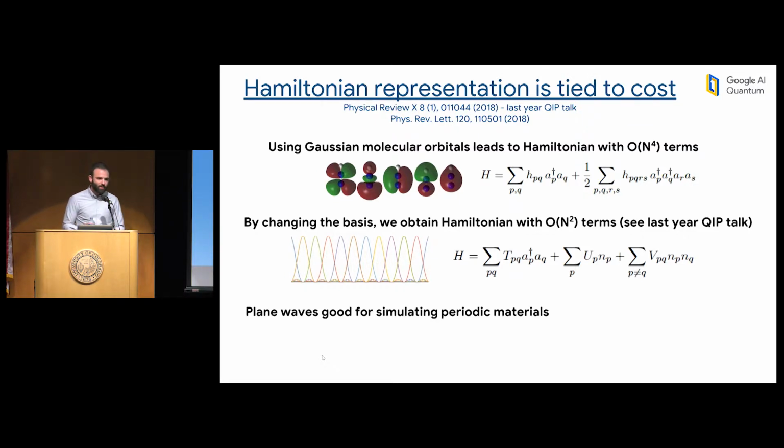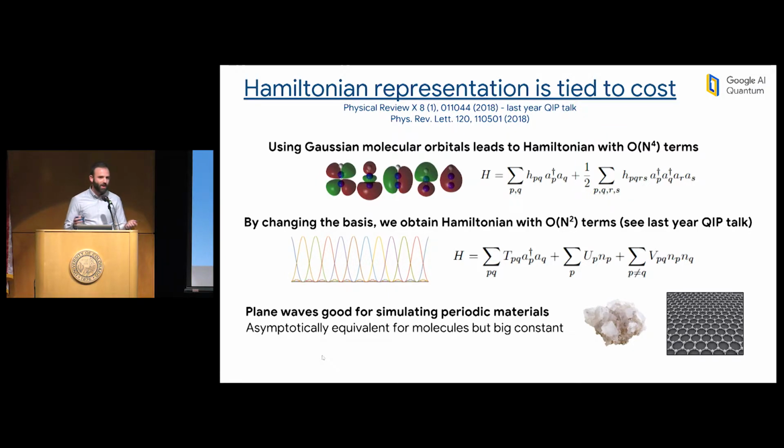So this sort of basis function is very good for simulating periodic systems, so crystals, which are periodic in 3D, or graphene, which is periodic in 2D. But it's not quite as good for, say, molecules, where the wave function's dying off exponentially. In fact, it's asymptotically equivalent to any other choice of single particle basis, but there's a big constant factor difference. In practice, you'll need a lot more plane waves than Gaussians in order to represent these systems.